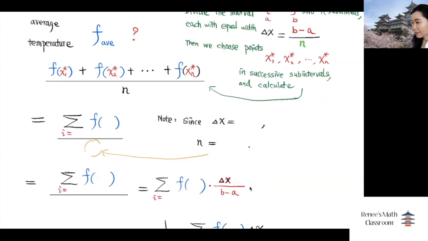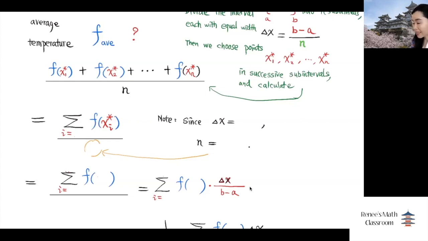How does the sigma notation work? It works like this. All of these terms are similar, except the index changes: 1, 2, 3, 4, and then all the way to n. So over here, we put f of xi star, and this is the summation sign. So the sigma notation is the summation sign. You add up f of x1 star, and then f of x2 star, etc.